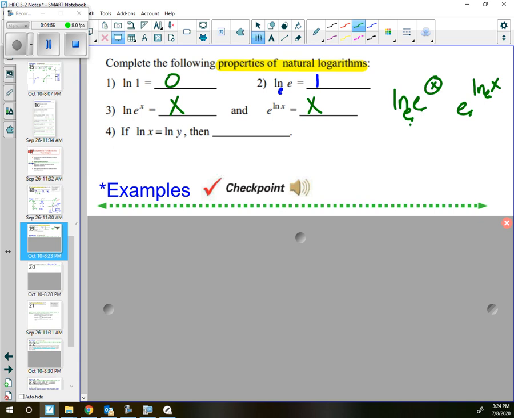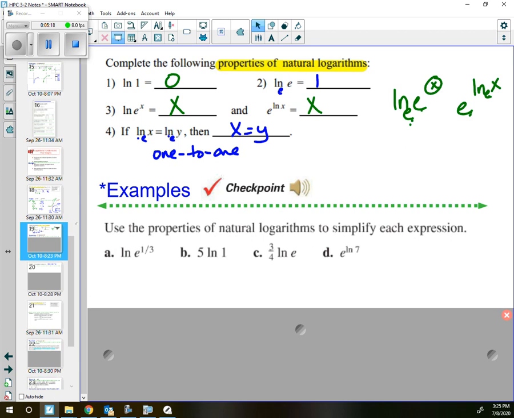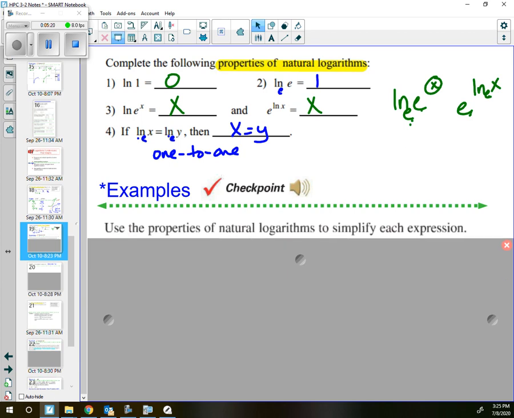The last one is our one-to-one or equality property. If the two logs are equal and their bases are the same, well, of course the bases are the same. They're both ln, so those are both base e. Then x must be equal to y as well. The arguments must be equal to each other. So that's that one-to-one property that we've talked about before. We can use this to solve in all sorts of different things. So it's the same kind of properties as what you'd be seeing. We're going to use the properties of logs to help us simplify each one of these.